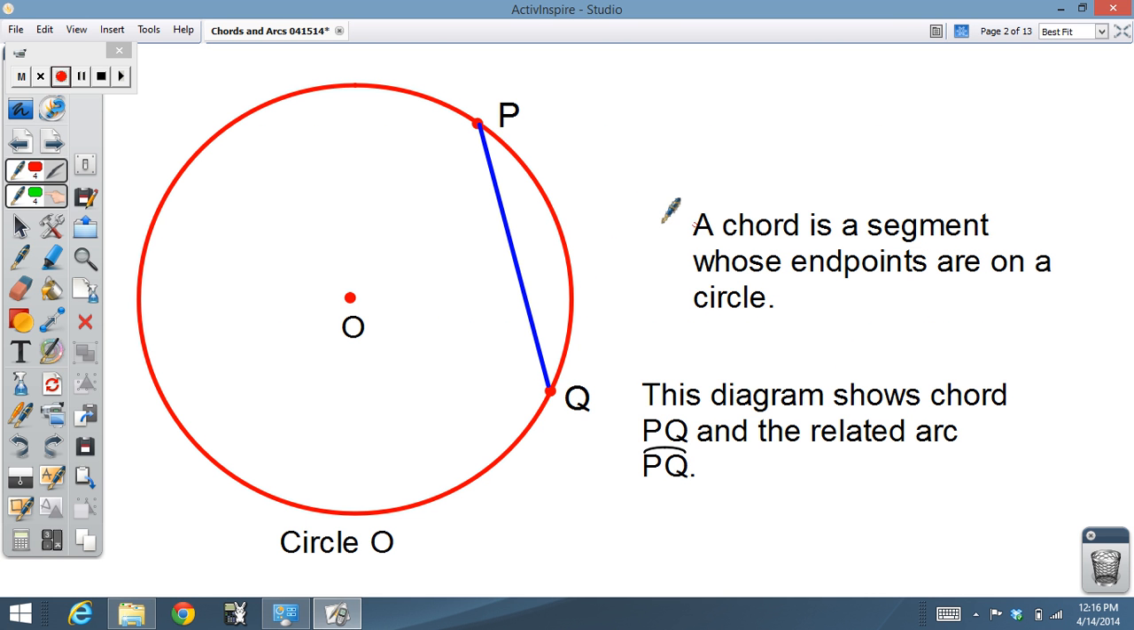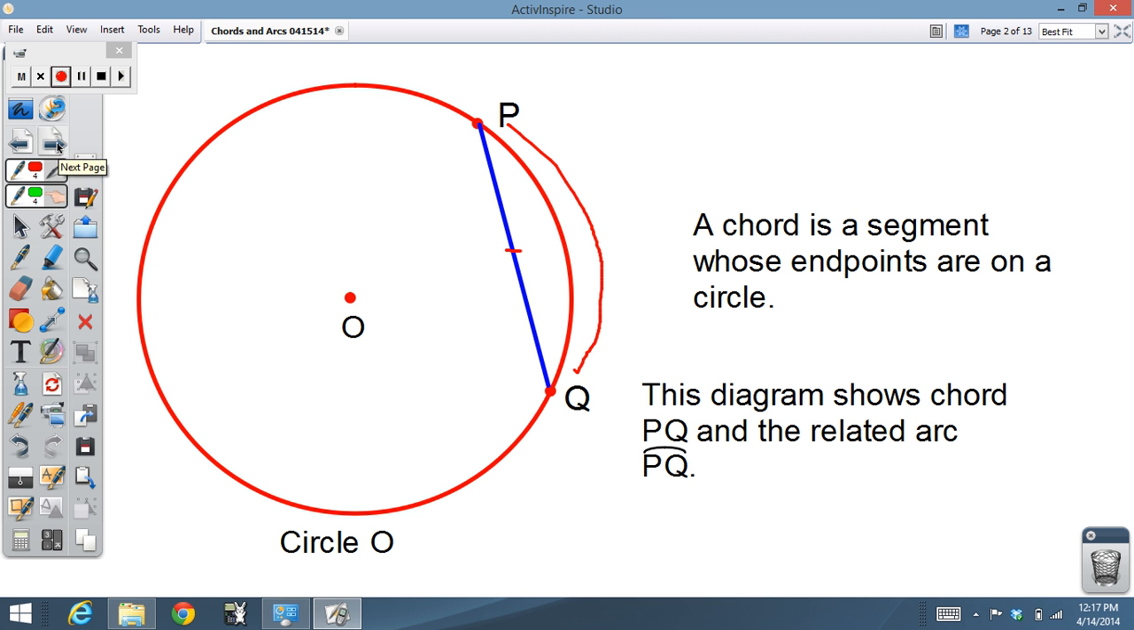Okay, so a chord, basically, is a segment whose endpoints are on the circle. Nice and easy. PQ is a chord. Now, I also want to point out that we've also got an arc here that's called PQ, and they are going to be totally related. Arc PQ and chord PQ are not interchangeable, but intertwined entirely. So keep in mind that we've got a chord right there and a related arc that goes with it.